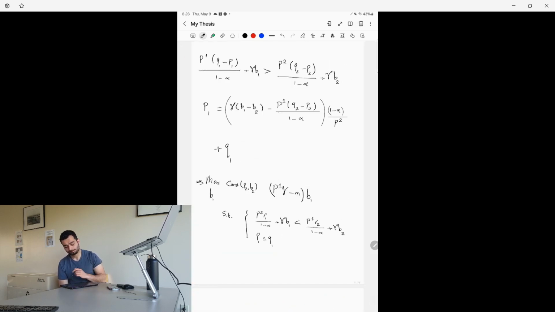So if the assumption P1 gamma minus M greater than 0 holds, then the objective wants B1 to be as great as possible, and the constraint wants B1 to be low. Or something like that.